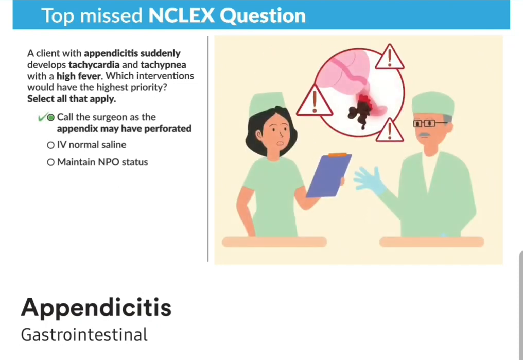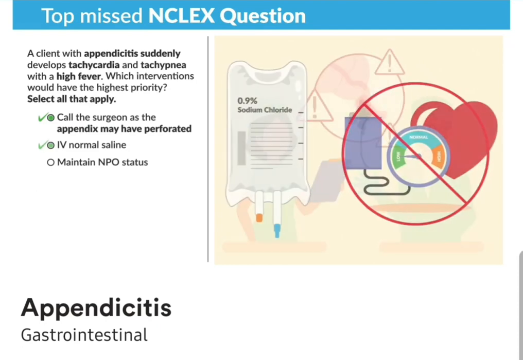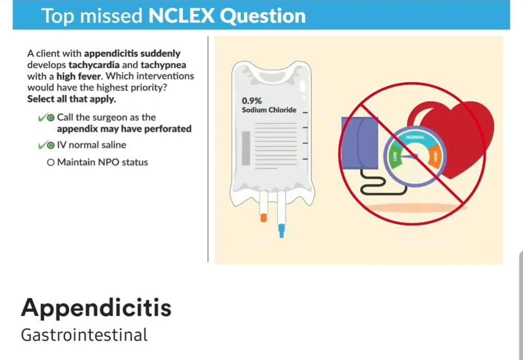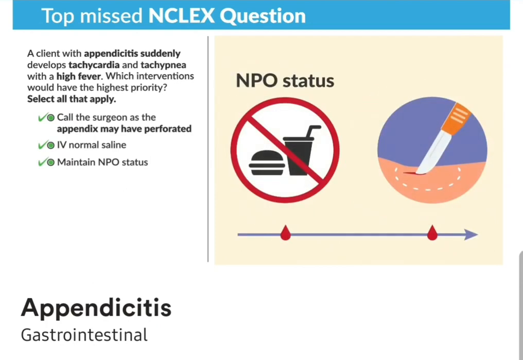So we want to call the surgeon as the appendix may have perforated. Next, we give IV normal saline to prevent hypotension. And lastly, maintain NPO status, since the client will have to go to surgery immediately. So I would recommend writing these down and knowing them for the highest priorities for appendicitis rupture.